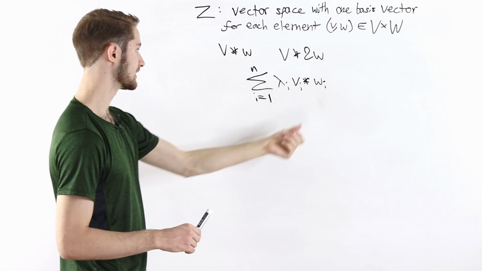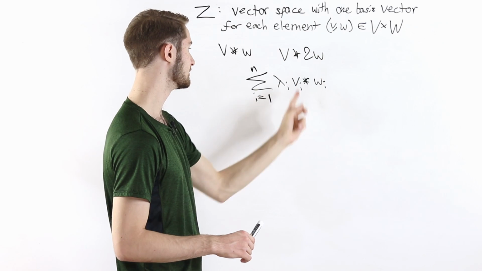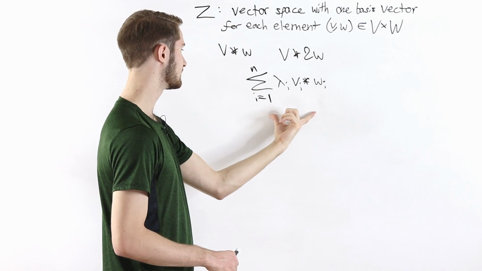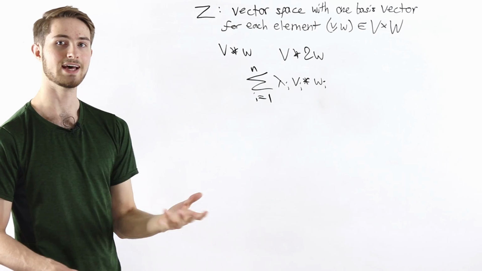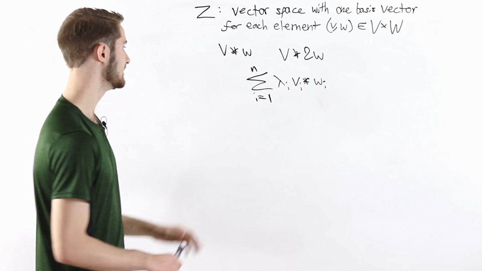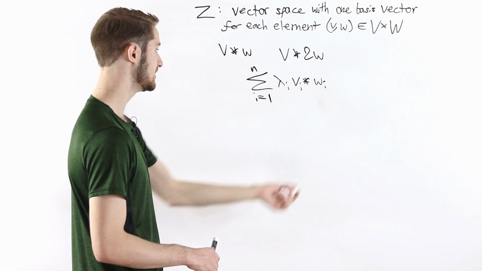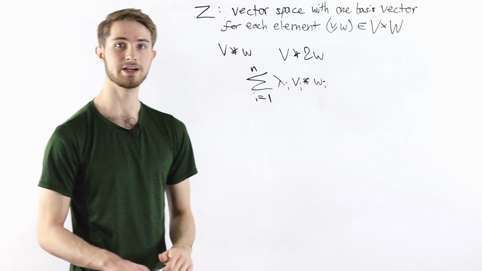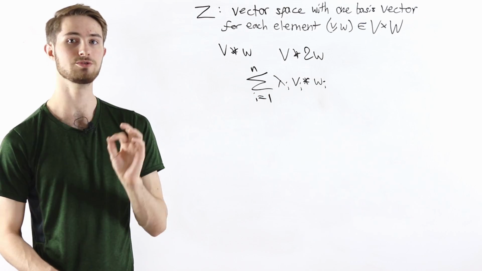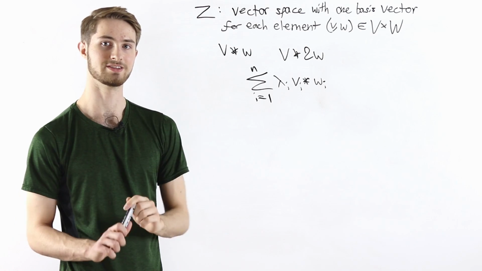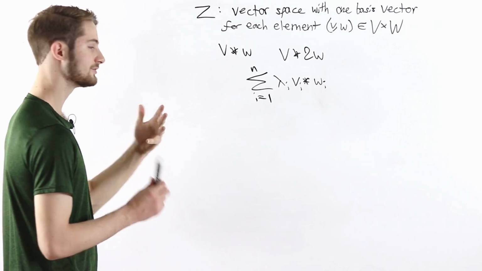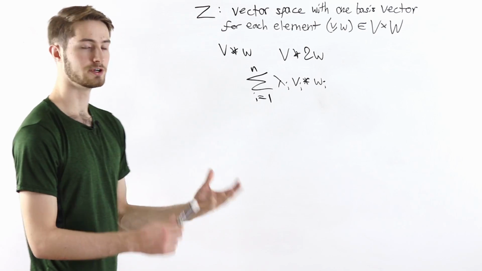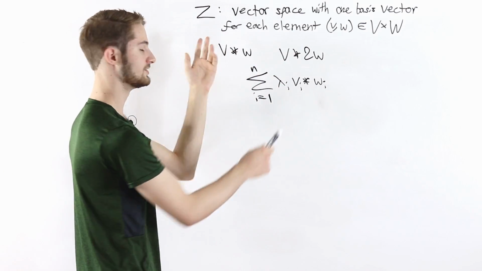So at each index, we're going to have a pair of elements v and w from the vector spaces, some scalar in front, and this linear combination is an element of Z. And each of these linear combinations, if we change the vi, the wi, or the lambda i, gives us a new element of the vector space Z. Now, to get from Z to the tensor product, we're going to introduce relations between these elements of Z.